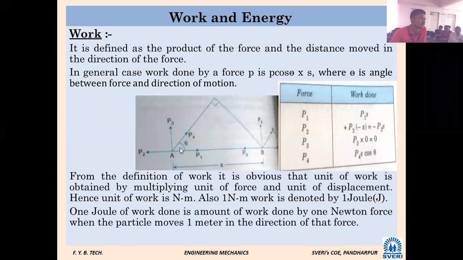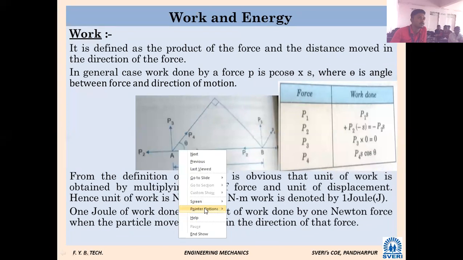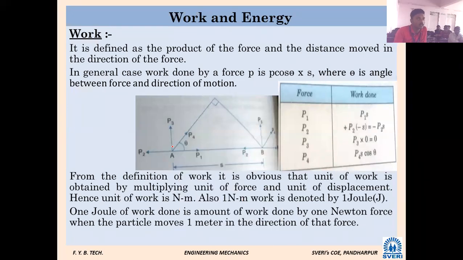Which component? Its horizontal component. So what will that be? P3 cos theta. The value of theta will be, how much will this angle be? 90, and cos 90 is how much? Cos 90 is 0, which means the work done by this P3 force will be 0. Why? Because once we take its horizontal component, P3, it will be P3 cos theta.